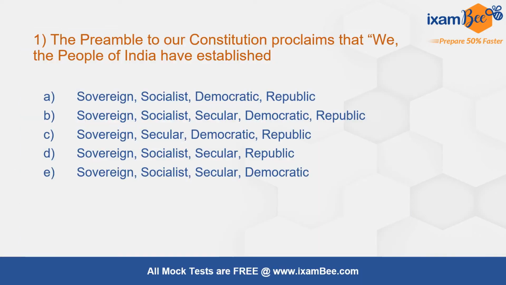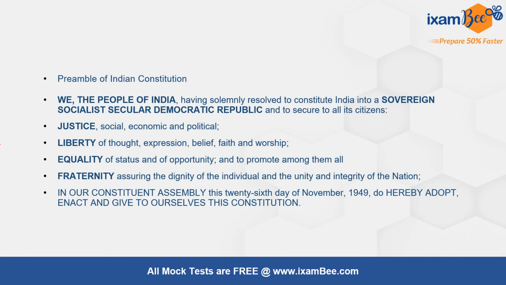So starting with the first question, the preamble to our Constitution proclaims that we, the people of India, have established... The correct answer is sovereign, socialist, secular, democratic republic. This is mentioned in the preamble: we, the people of India, having solemnly resolved to constitute India into a sovereign, socialist, secular, democratic republic and to secure to all its citizens justice, liberty, equality, fraternity.